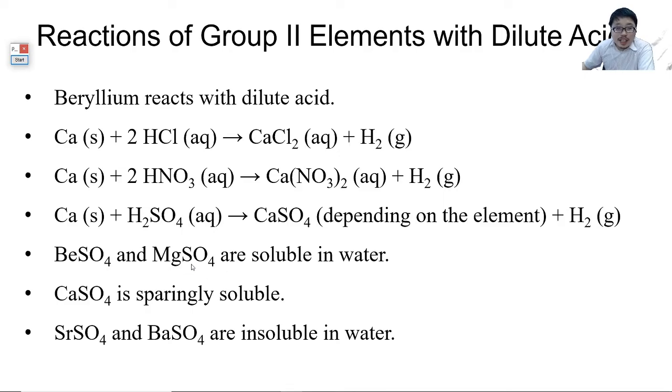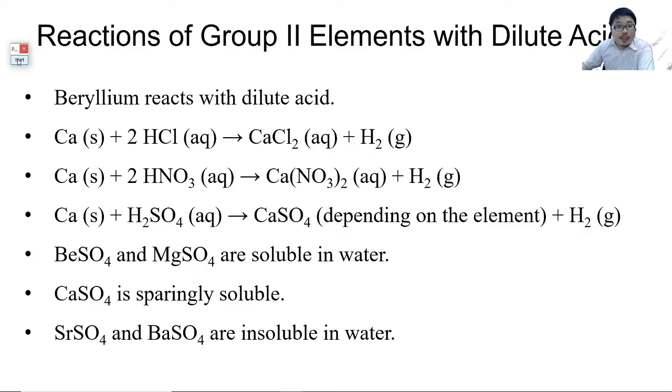Beryllium sulfate and magnesium sulfate are soluble in water. Calcium sulfate is sparingly soluble. Strontium sulfate and barium sulfate are insoluble in water. Okay, so for this part, group 2 elements, beryllium does react with dilute acid. This doesn't react with magnesium. This doesn't react with oxygen and water.